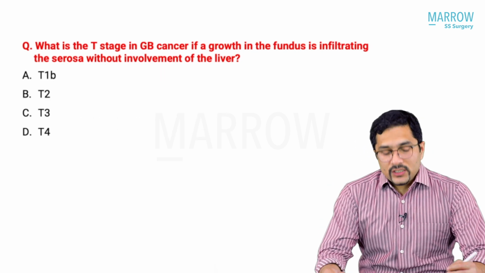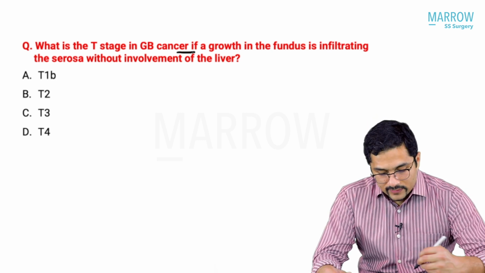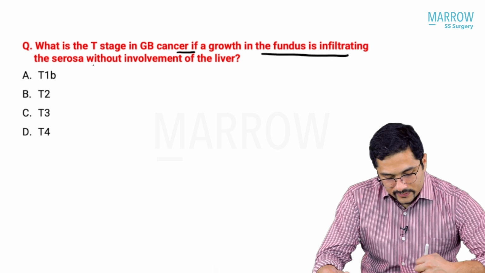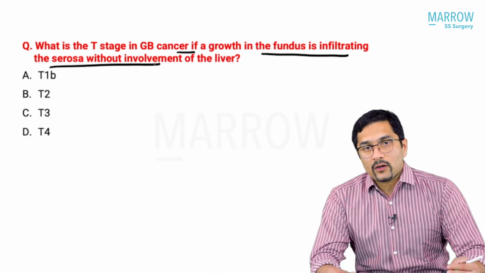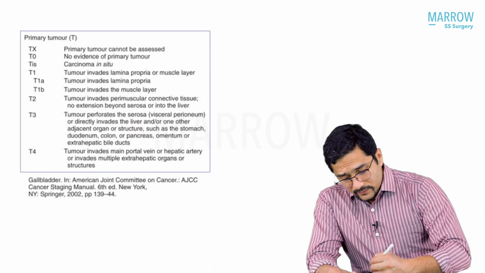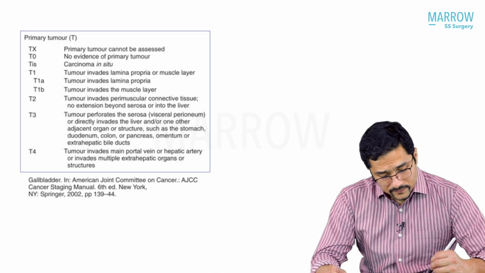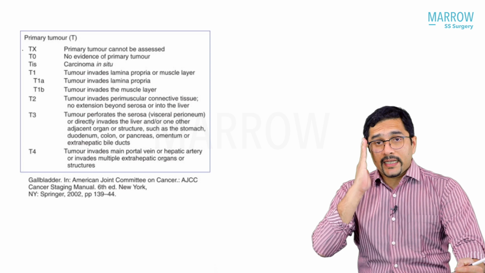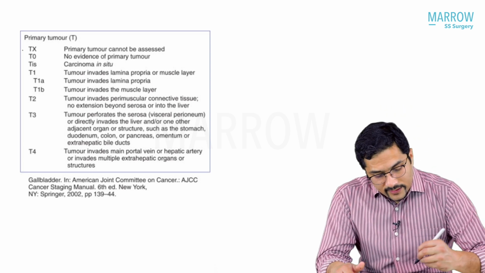What is the T stage in gallbladder cancer if there is a growth in the fundus which is infiltrating the serosa without involvement of the liver? So, this is T3. You can see this is the TNM staging for gallbladder cancer. Gallbladder cancer TNM staging is important. Lots of questions have been asked regarding this.